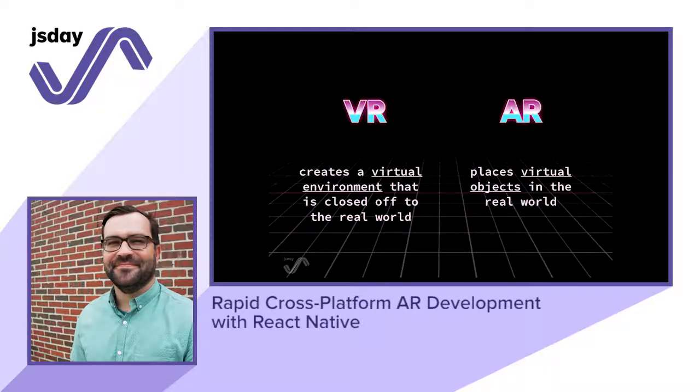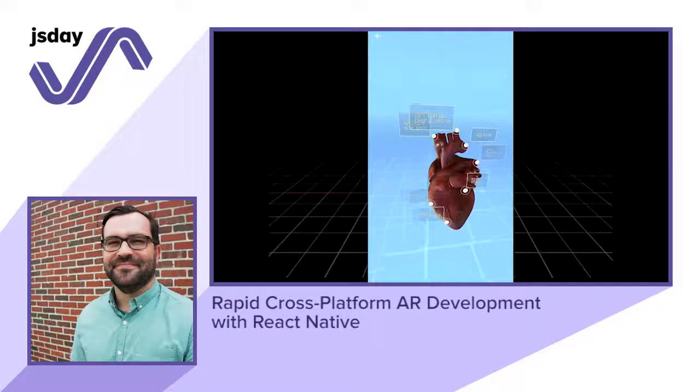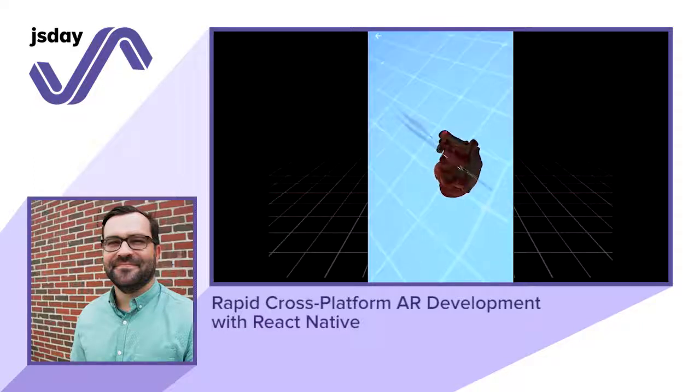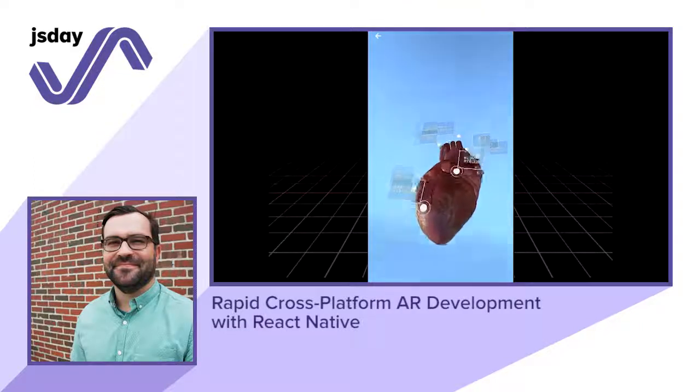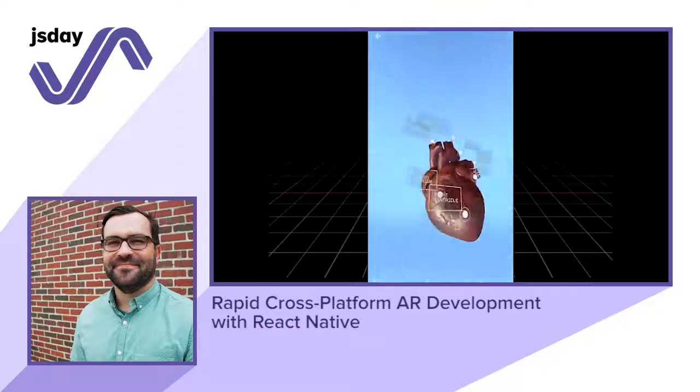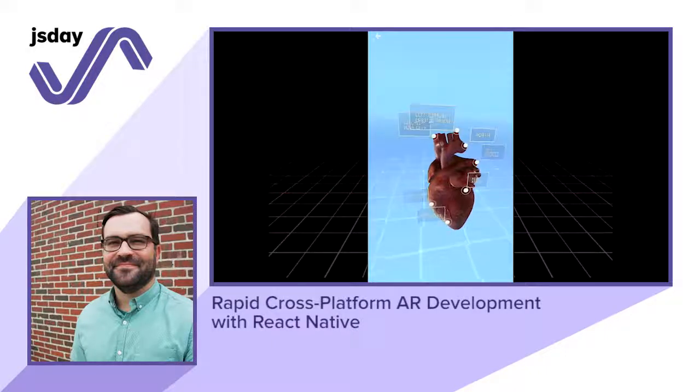So here's an example of a VR app. This is from an app that Viro provides, but basically this just shows different sections of the hardware. You can see I'm looking around, and it seems to be an entirely separate environment from where I would be standing at the time.